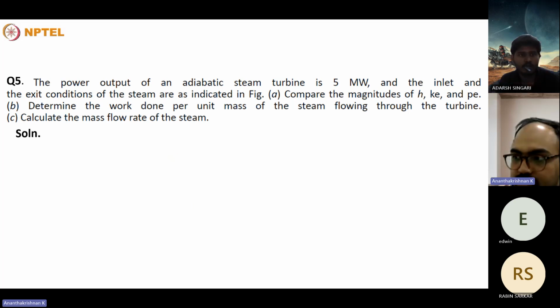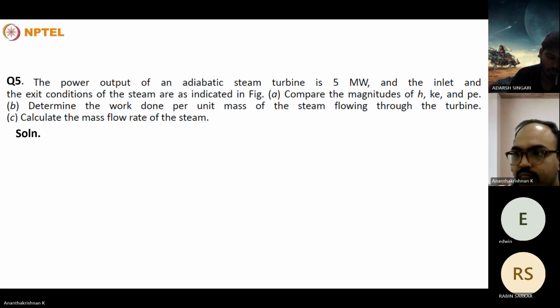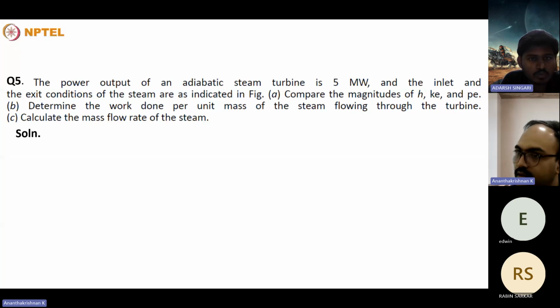This is also a numerical problem. It's a straightforward one. Just look into the system. Check whether you need to use the steady flow energy equation or any other equation in this case, or you can solve it in some other manner.